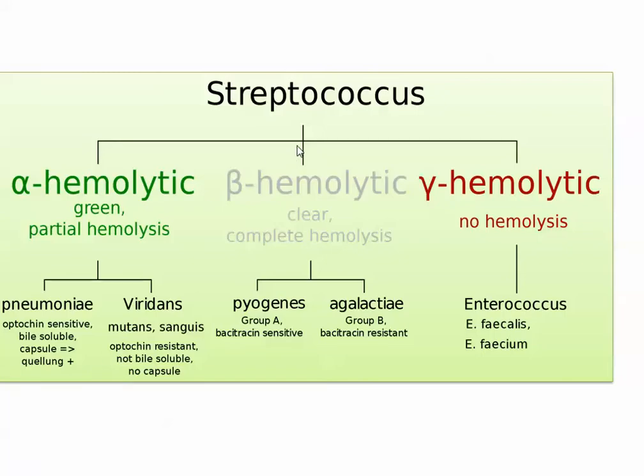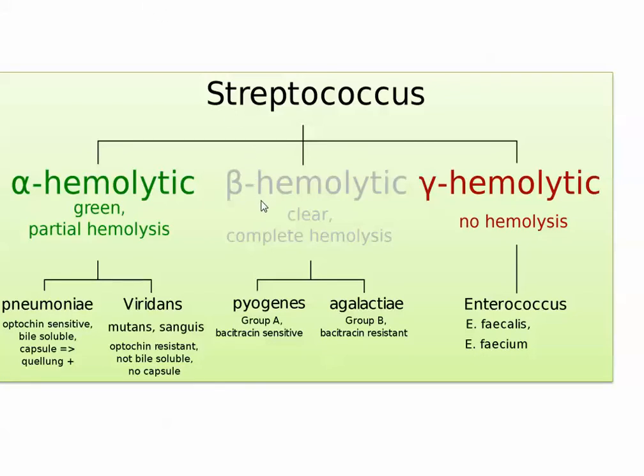First, we will talk about the hemolysis of Streptococcus. Streptococcus can be divided into three groups according to hemolytic ability. The first group is the alpha hemolytic, which causes a green color hemolysis around it in the hemolytic area. This is mainly Pneumococcus and viridans. Pneumococcus can cause pneumonia. We will talk about this disease later.